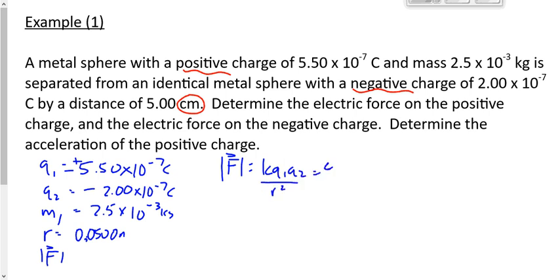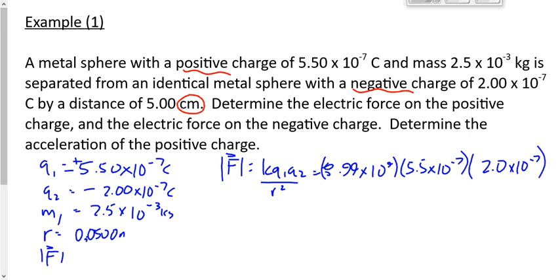KQ1, Q2 over R squared. We got 8.99 times 10 to the 9 times Q1, which I said is 5.5 times 10 to the minus 7. By the way, it doesn't matter which one's which. Times 2 times 10 to the negative 7 divided by R squared, which is 0.0500 squared. Is that okay, or is there a mistake there? Am I missing anything? Yeah, Jade? The radius 0.005? No, 5 centimeters is 5 divided by 100, which is 0.05. No, that part of it's right. Yep.